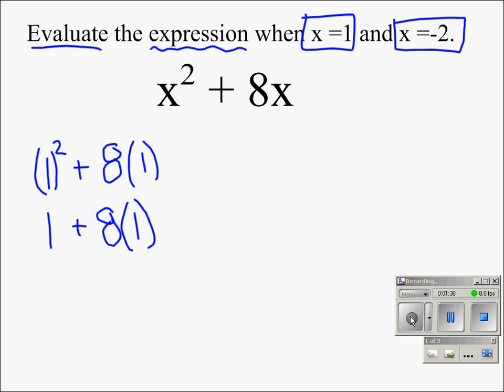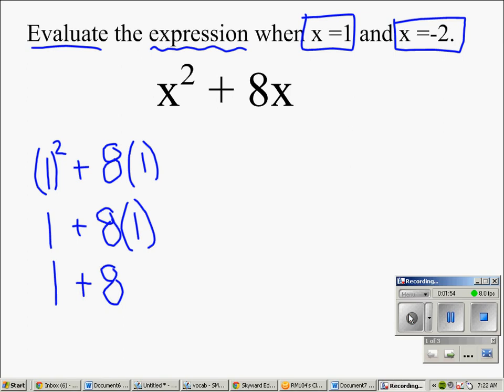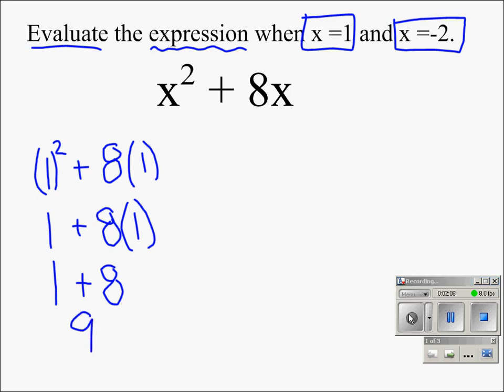Now that I'm done with exponents, I go through and I look for multiplication and division. Remember, you're trying to do those at the same time as you read from left to right, just like you read a book. So if you see a multiplication or a division, you need to stop at the same time. So we see 8 times 1 right here, and that becomes 8. And now we're done with multiplication and division, and we're going to look for addition and subtraction. Again, we look for them at the same time from left to right. And I have 1 plus 8, and that gives me 9. So that means when you evaluate the expression x squared plus 8x for x equaling 1, the answer is 9.